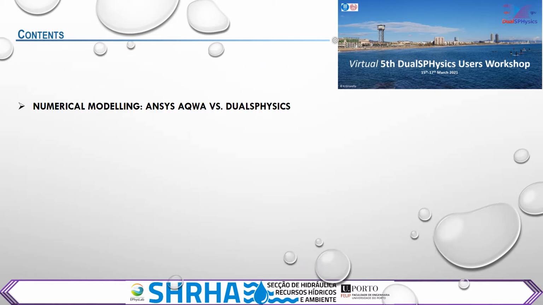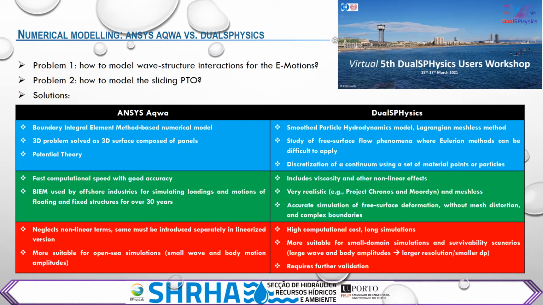And one way to solve this problem is through numerical modeling. And here, as I said, you have two big families. One is the boundary element method-based family from ANSYS Aqua. ANSYS Aqua is a software. It deploys BEM codes, and in particular potential theory. It's very fast, very accurate, has been used in the industry for many years, but it has a big no-no, which is that it neglects the nonlinear terms. You can introduce them, but it's just a semblance. It's not the real thing, let's say. So it's more suitable for small wave and body motion amplitudes, for operational conditions, let's say.